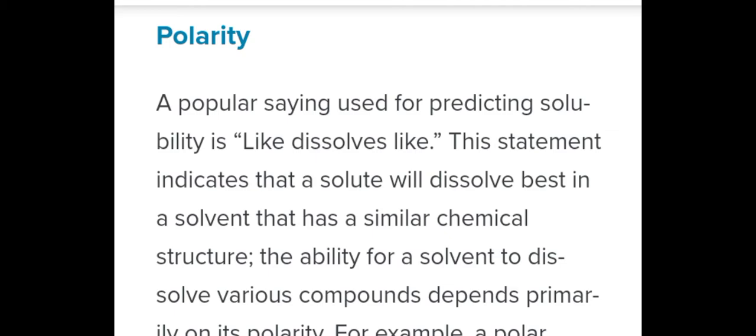Polarity. A popular saying used for predicting solubility is like dissolves like. This statement indicates that a solute will dissolve best in a solvent that has a similar chemical structure. If the solute and solvent have the same nature, then it will be dissolved.